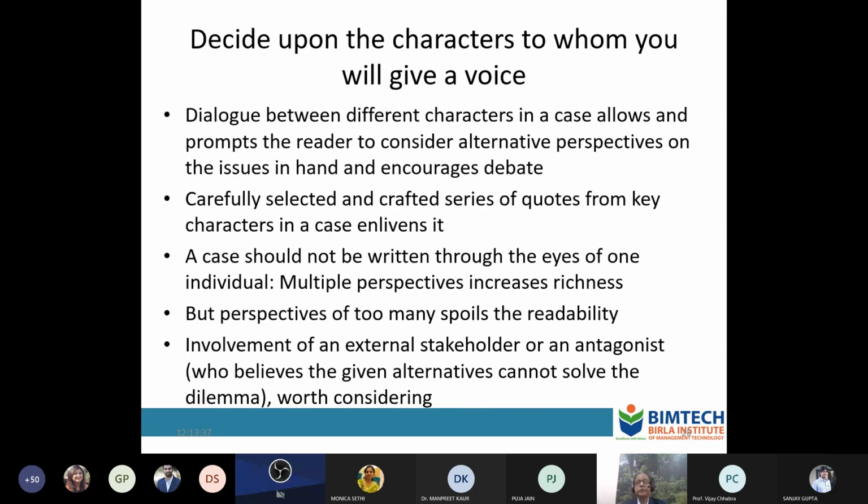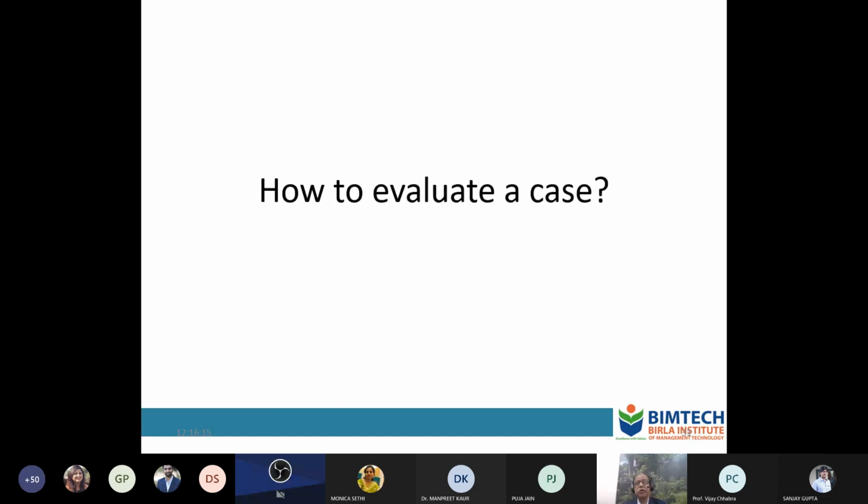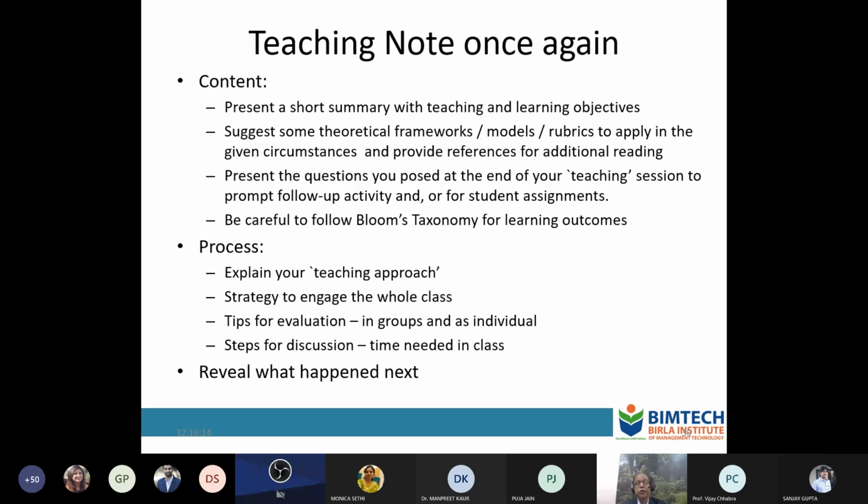Teaching note again, just to emphasize the process of the teaching note: explain your teaching approach. How will you deal with this case in your class? Strategy to engage the whole class. It is very difficult. Tips for evaluation in groups and individually. And steps for discussion. You should be ready if there is a question from a student: either they themselves can resolve it, or you have to step in to provide the correct knowledge, the correct answer.